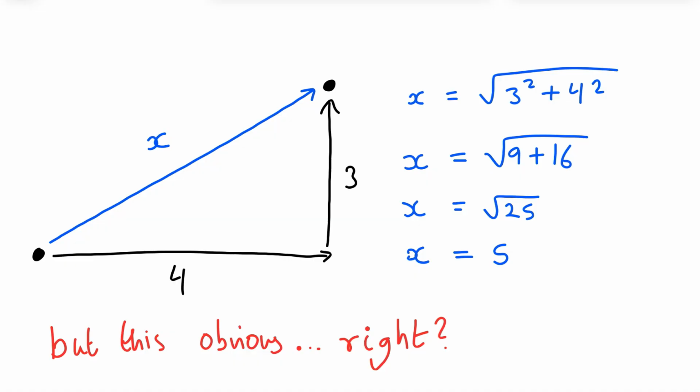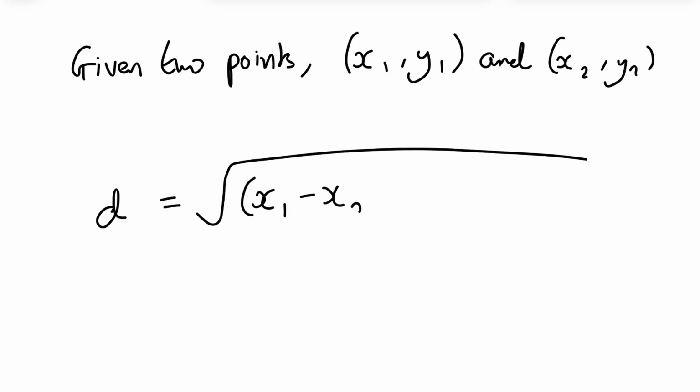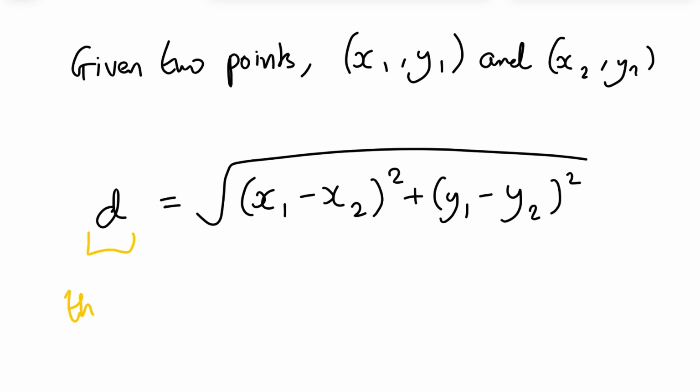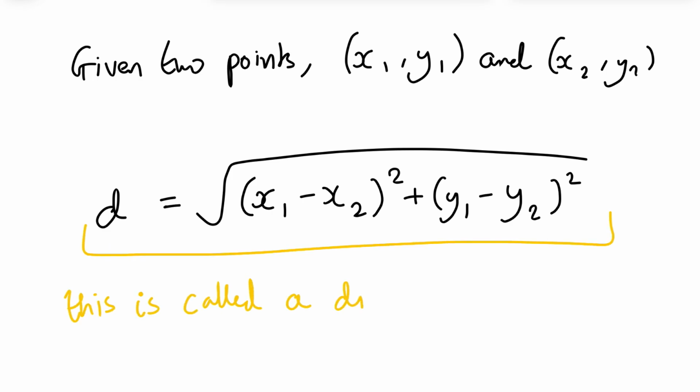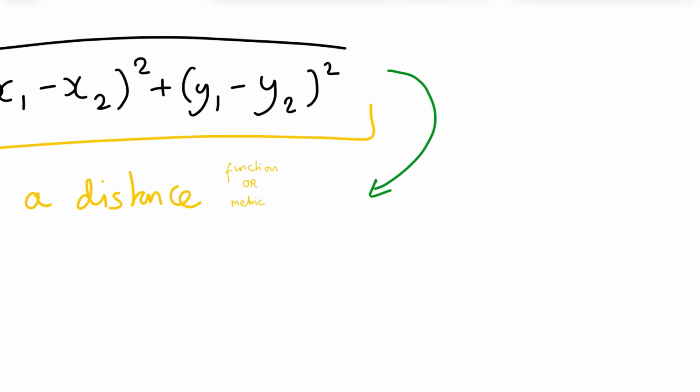Well, let's take a look at what we're doing. We're saying that for 2 points, (x1, y1) and (x2, y2), the distance between them is the square root of (x1 minus x2) squared plus (y1 minus y2) squared. This is an example of a distance function, or metric. Specifically, it's the Euclidean distance metric, or more formally, the L2 metric.